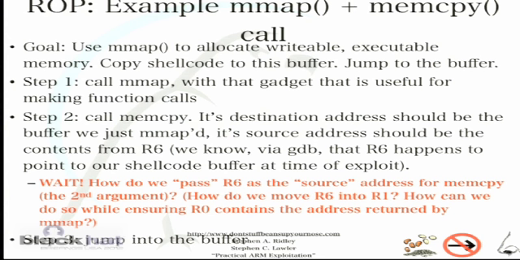That's not insurmountable. So step 2, to call memcopy to copy our shellcode over. But wait, how do we move with ROP R6 into R1? Because we have to take R6, the register we know our shellcode is in, and move it into R1 so that it's the source argument of memcopy. And while we're doing this, we have to make sure that R0, which was the return address from mmap, doesn't get trashed. Because if we lose R0, we don't know where our executable buffer is anymore.